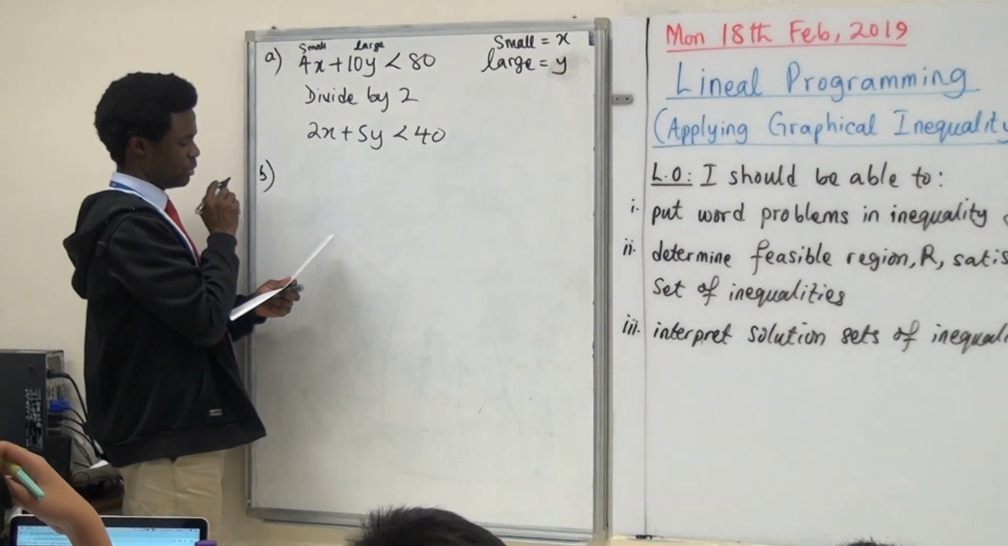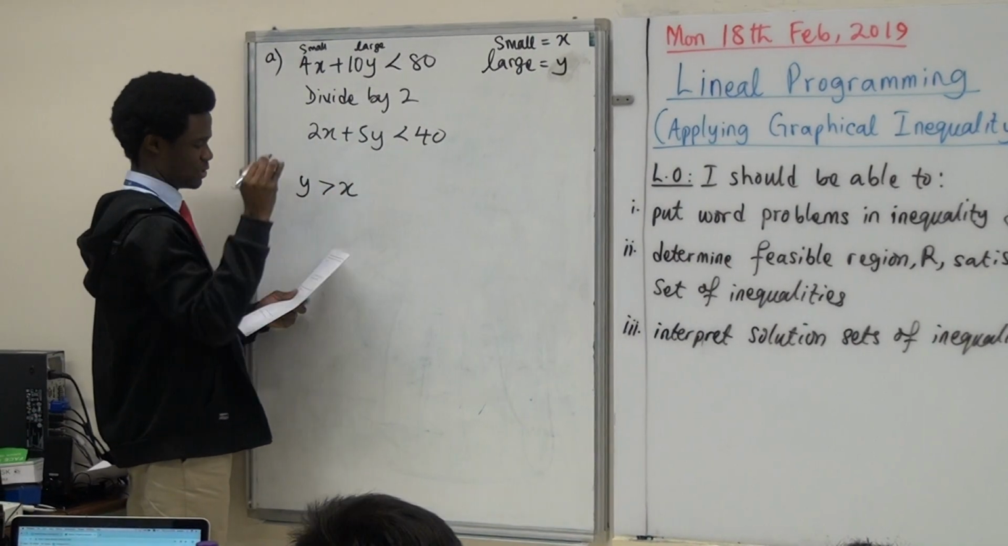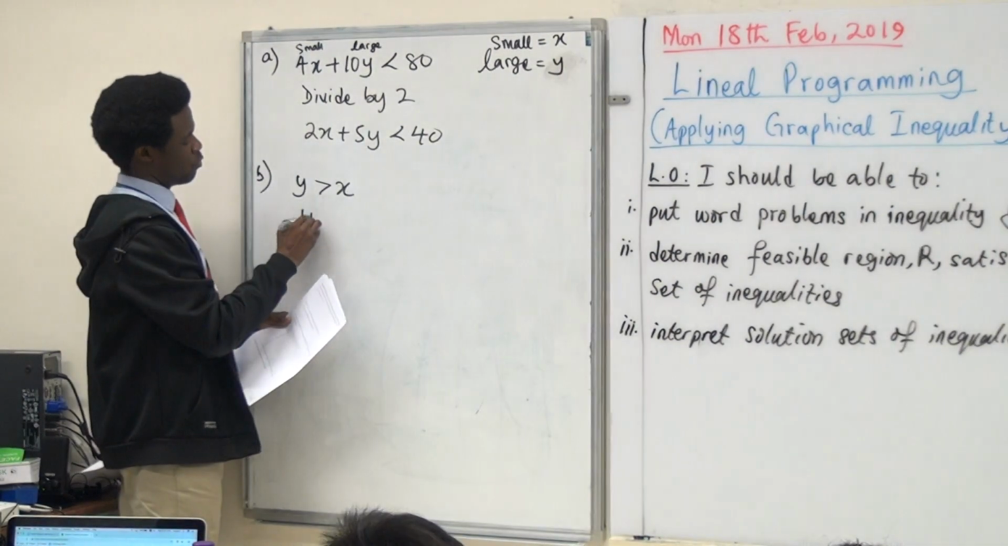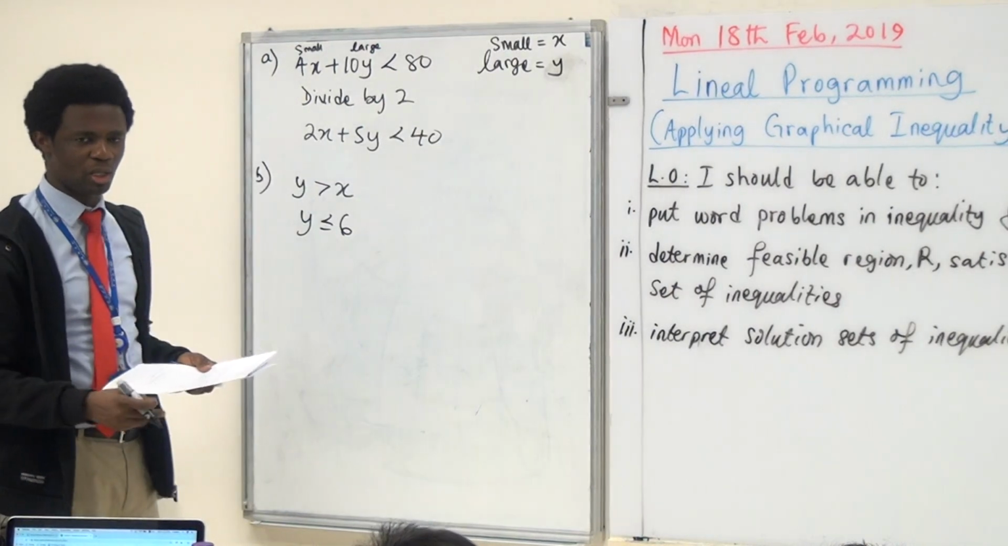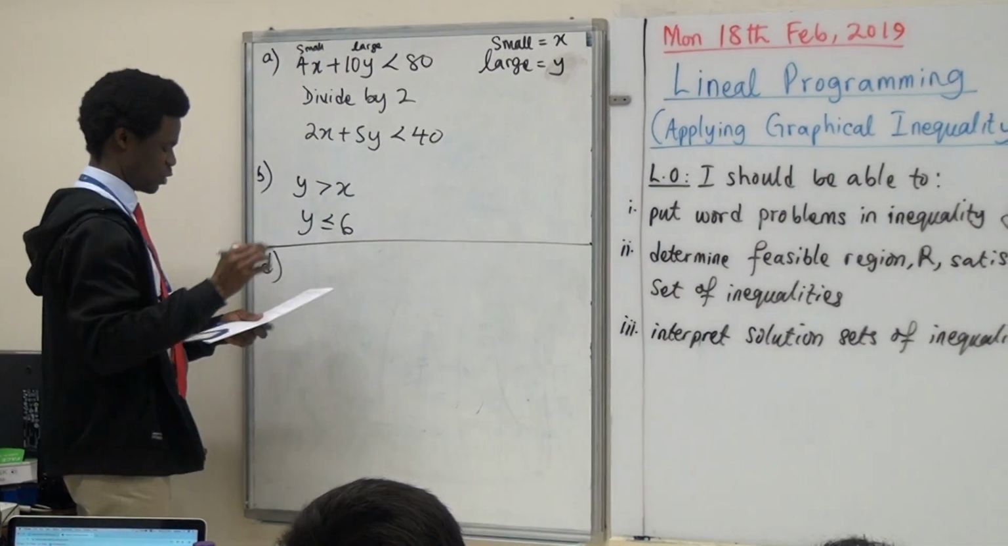Now it says it buys more large sacks, y is greater than x. It buys no more than 6 large, y is less than or equal to 6. This is where you got all the things we put in the graph. So that's fine.